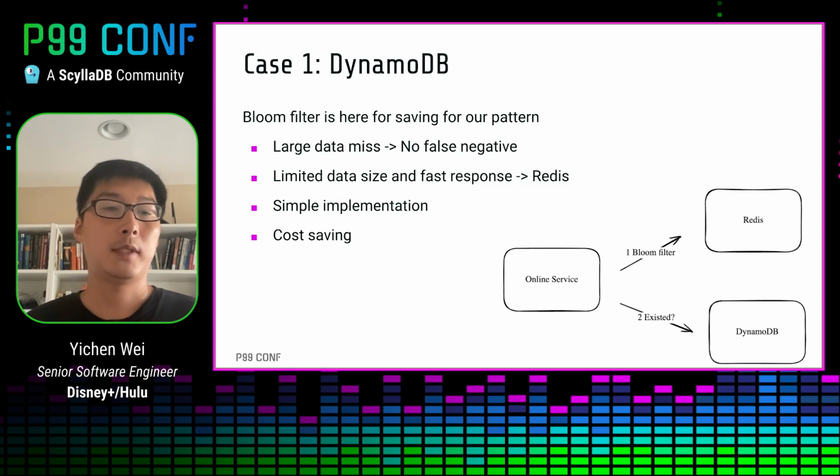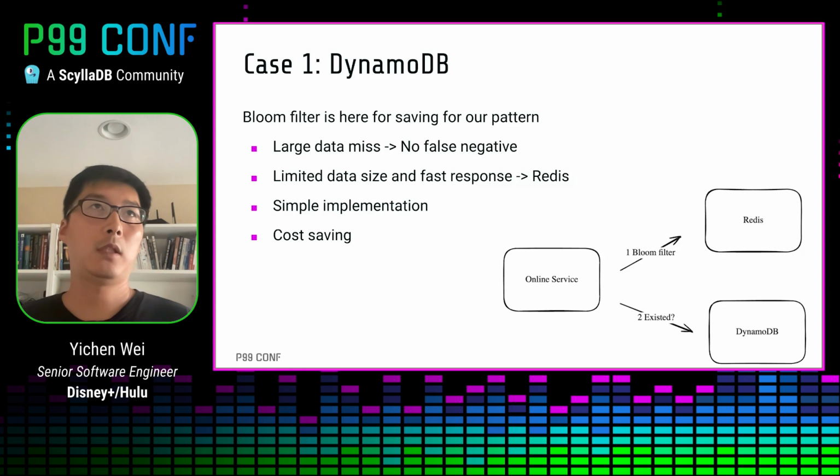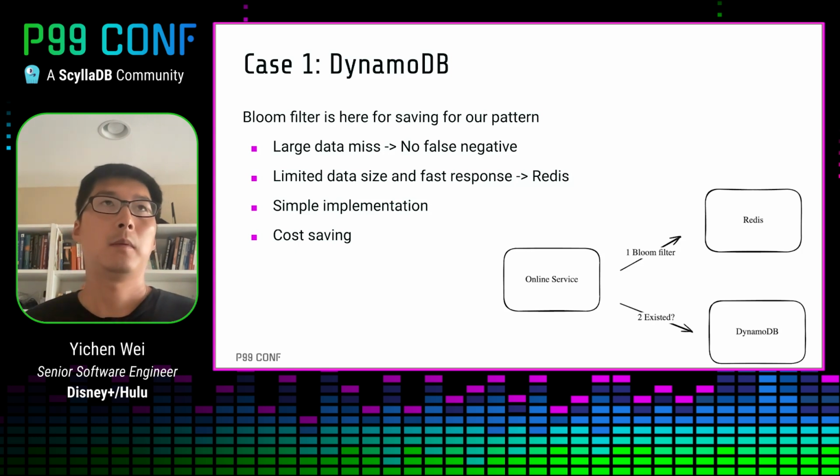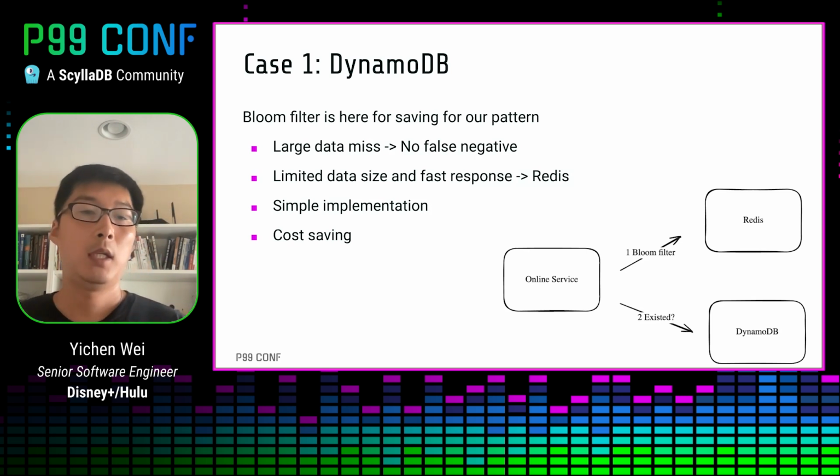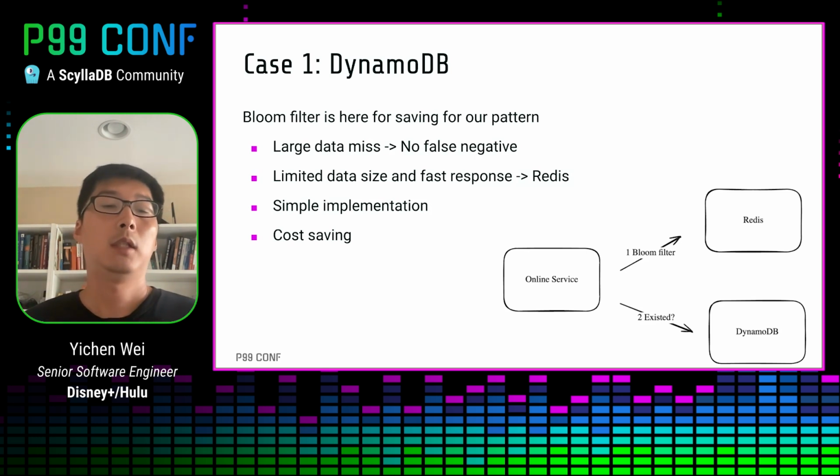First, our service will hit Redis, which holds a Bloom filter algorithm with different hash functions, in binary format, which is simple to implement as a Bloom filter. And if there's a negative result from the Bloom filter in Redis, then we just return to the client directly. Otherwise, we will double check in DynamoDB to see if the data existed or not.